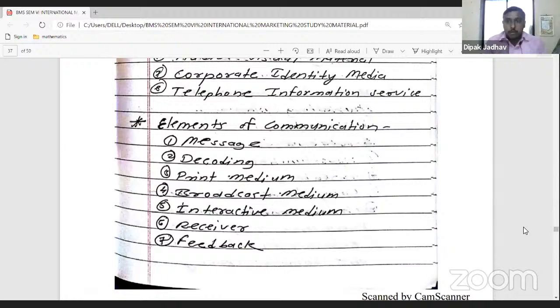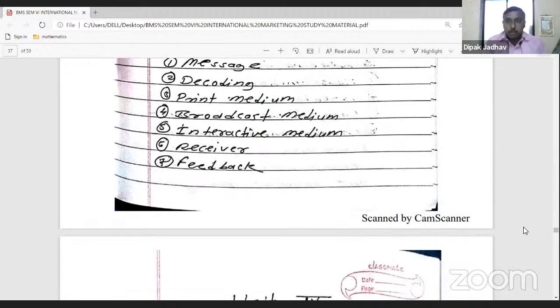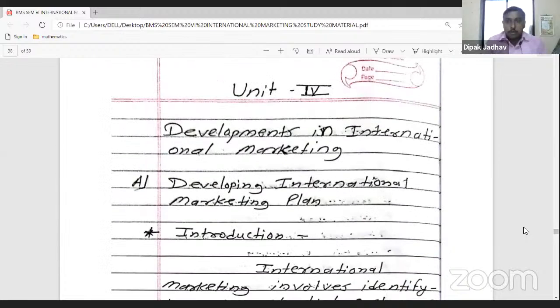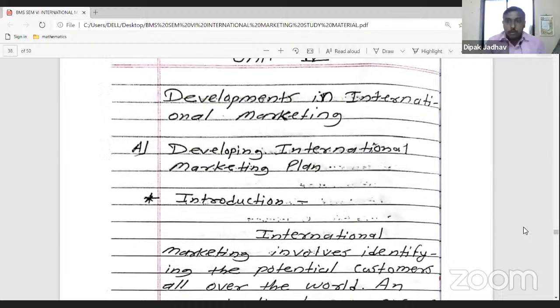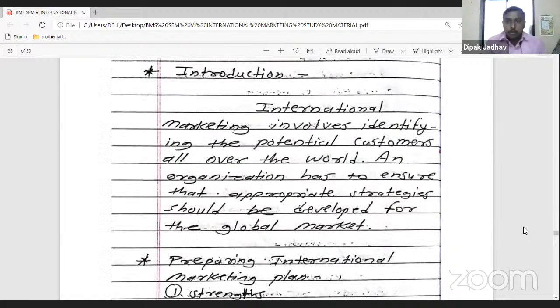So we start unit number 4 instantly. Unit number 4 is development of international marketing. What is the development of international marketing? The introduction to international marketing: the potential customers are all over the world, and organizing has ensured that appropriate strategies should be developed in the global market. So the first part is developing an international marketing plan. If you fail to plan, the plan will fail.